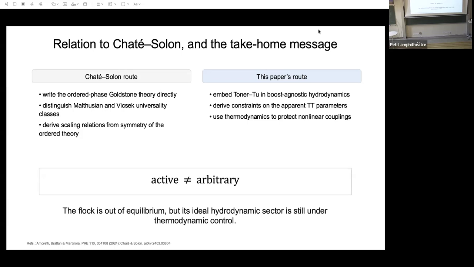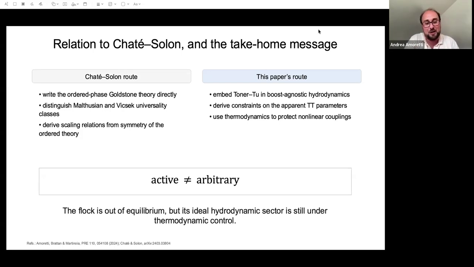I also have a question. I think I missed the link between the first part of the talk, where you explained that you wanted to have spontaneous symmetry breaking so that the velocity would take a fixed value and fixed orientation, but then you use boost agnostic fluid hydrodynamics to describe the system. And so there's no spontaneous symmetry breaking anymore. No. The first part was just a historical introduction of why Toner and Tu invented their model.